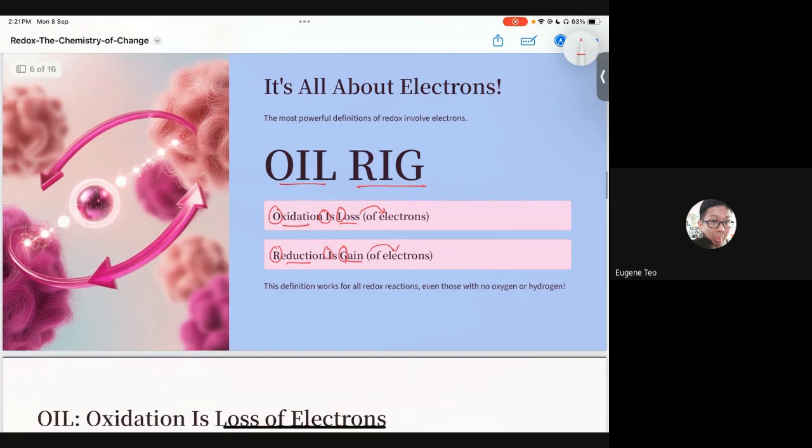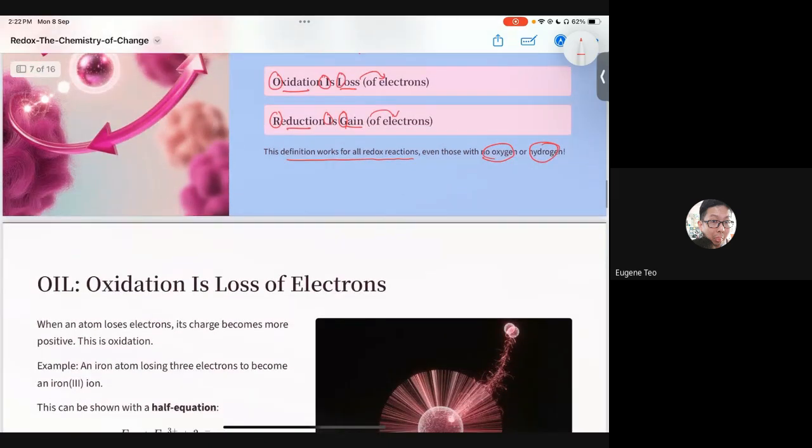So this definition, I just want to highlight, works for all redox, even for those that do not involve oxygen or hydrogen. You realize the first two definitions have flaws, because what if there's a reaction that doesn't have hydrogen involved, doesn't have oxygen involved? Then can we use the first two definitions? Answer is no. And hence we will need to use the third and the fourth one. The third one is about electrons. Okay, OIL RIG, oxidation is loss of electrons, reduction is gain of electrons.